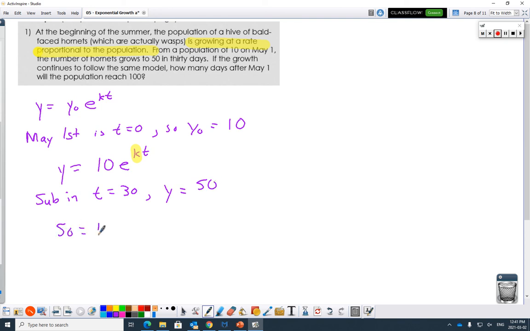So I get 50 equals 10 e to the 30k. 5 equals e to the 30k. ln 5 equals 30k. k equals ln 5 over 30. Sort of a complicated looking k value, but it does give me the power I need to be able to do this question.